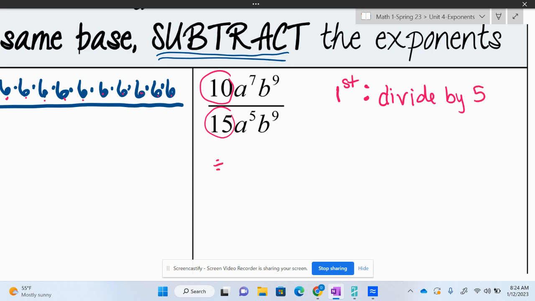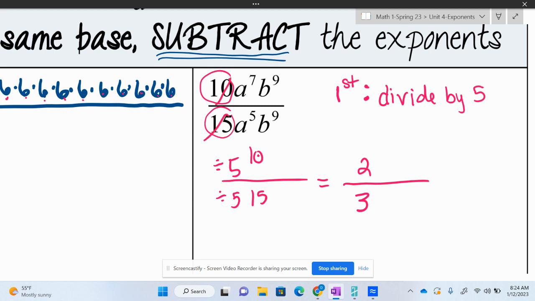So I'm going to divide the 10 by 5 on both the top and the bottom. So the 10 gets divided by 5 and the 15 gets divided by 5. Does that make sense? So 10 divided by 5 is what? 2. Yeah, good job. 15 divided by 5 is 3. Okay, so we've taken care of the numbers.